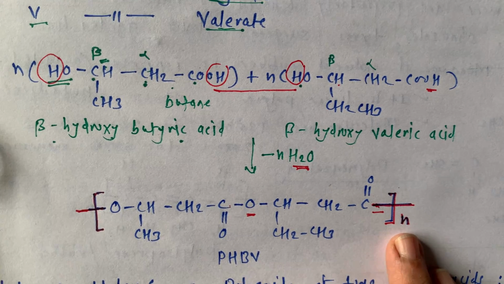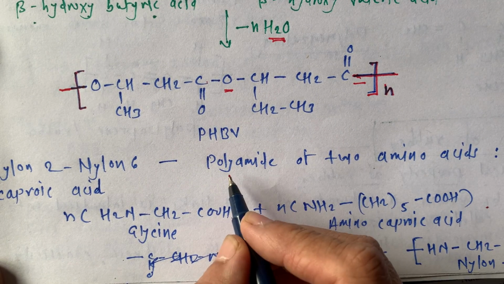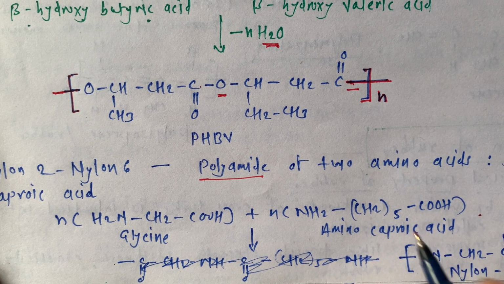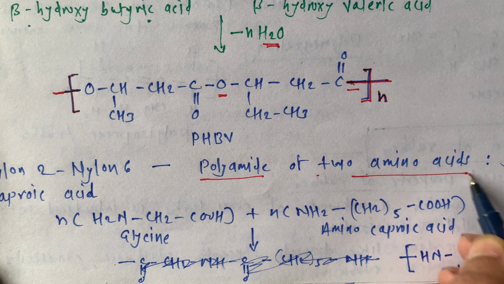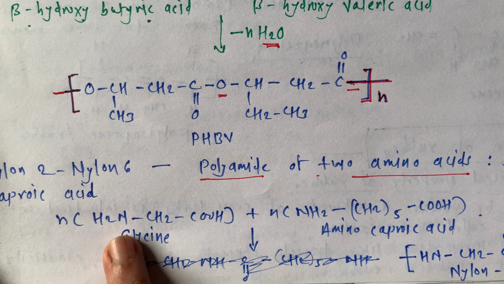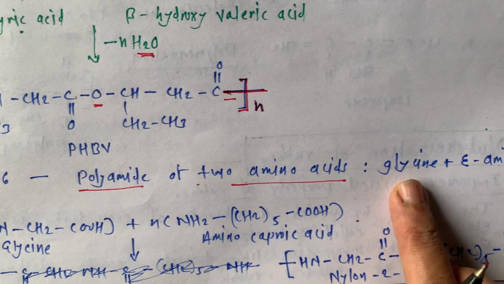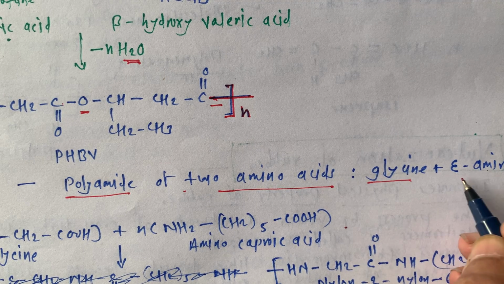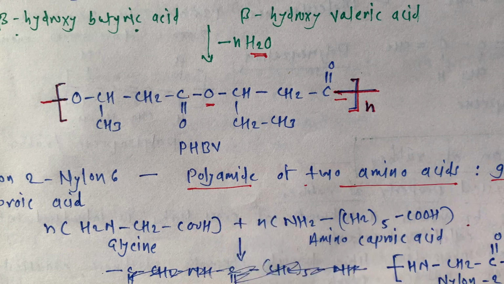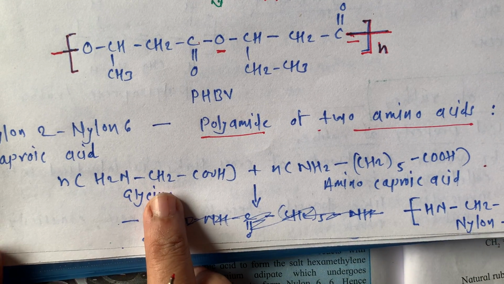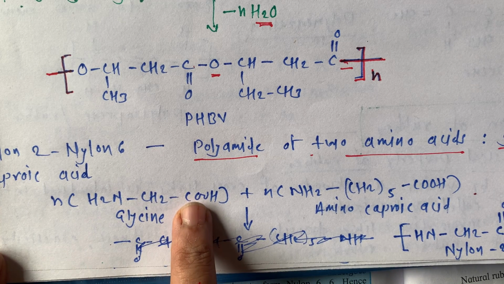Getting this point? Next one is nylon 2 nylon 6. This is again a polyamide, just like a protein, made of 2 amino acids. When NH2 CO, this is our one amino acid. And which amino acids do we use? That is glycine and epsilon-aminocaproic acid. Remember the structure. This is glycine, NH2 CH2 COOH.